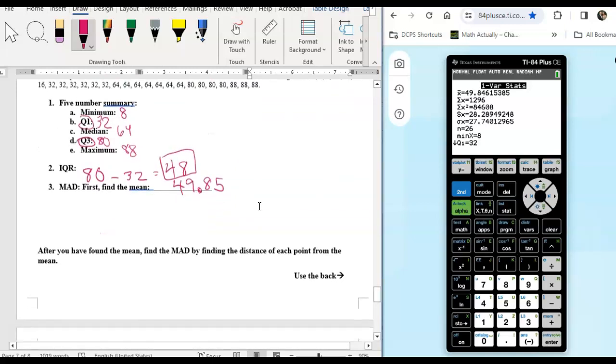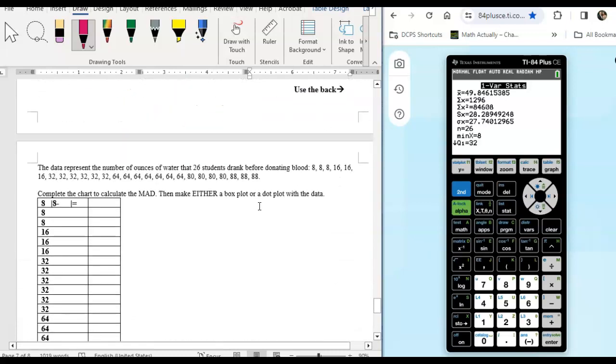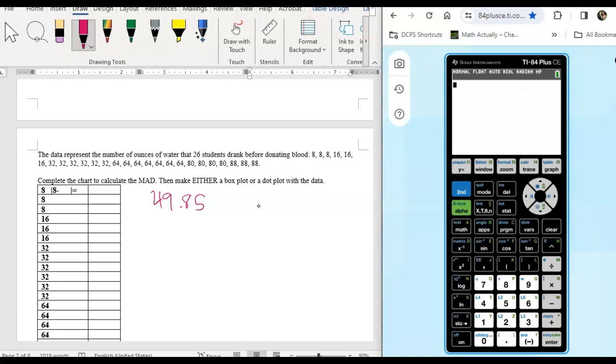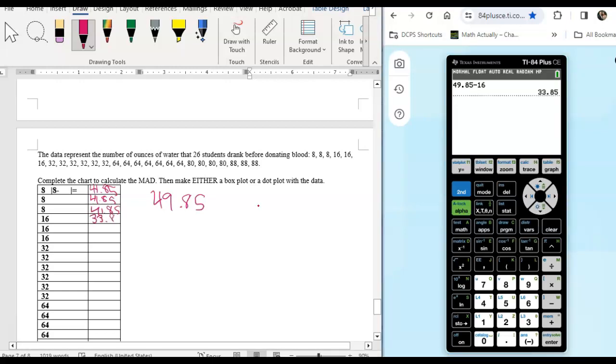Then I need to find the distance of each point from the mean. So again, that is 49.85. I'm going to find the difference of 8 minus 49.85, or 49.85 minus 8, because remember we're doing absolute value here. So you should recognize that this would be 41.85, 41.85, 41.85. Then we're going to do 49.85 minus 16 and we'll get 33.85.